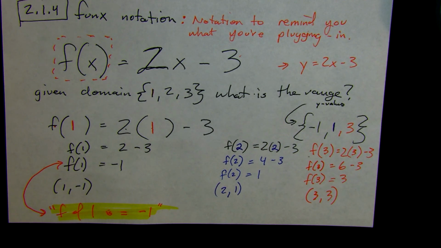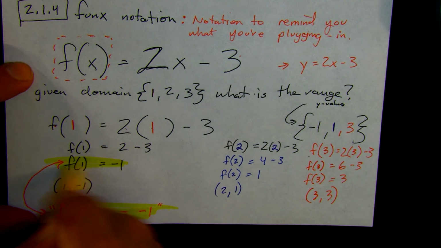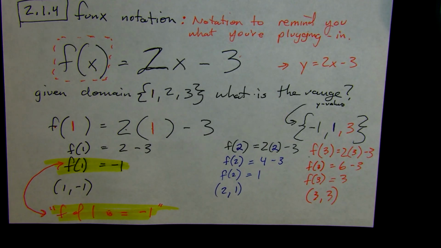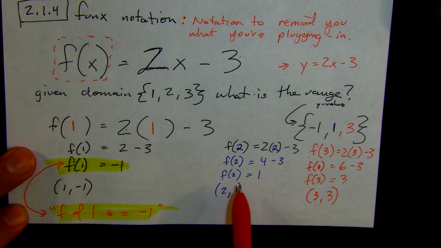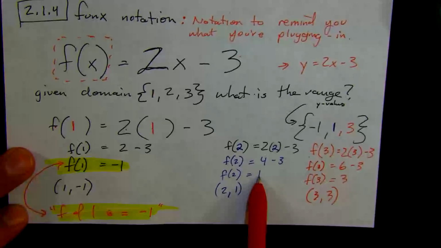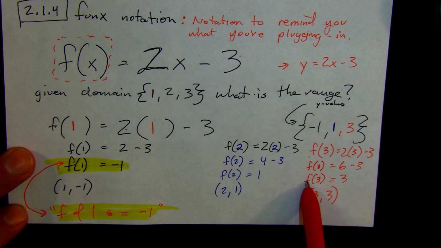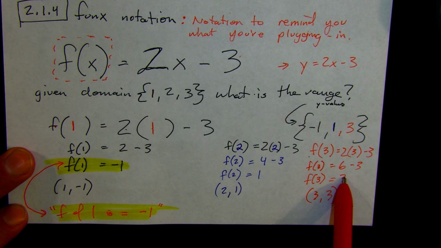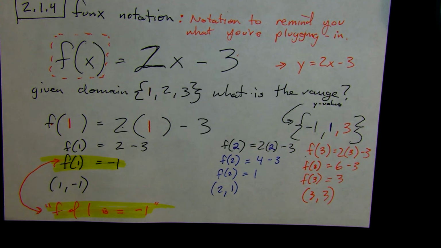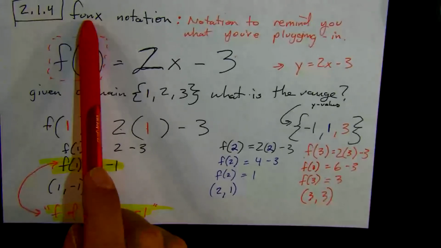Highlight that, or box it, or whatever, because I want you to know how to say this, okay? So that you know there's no confusion. You can understand what I'm saying here. This one, f of 2 is equal to 1. Here, f of 3 is equal to 3, right? That's how we'll say it, okay?